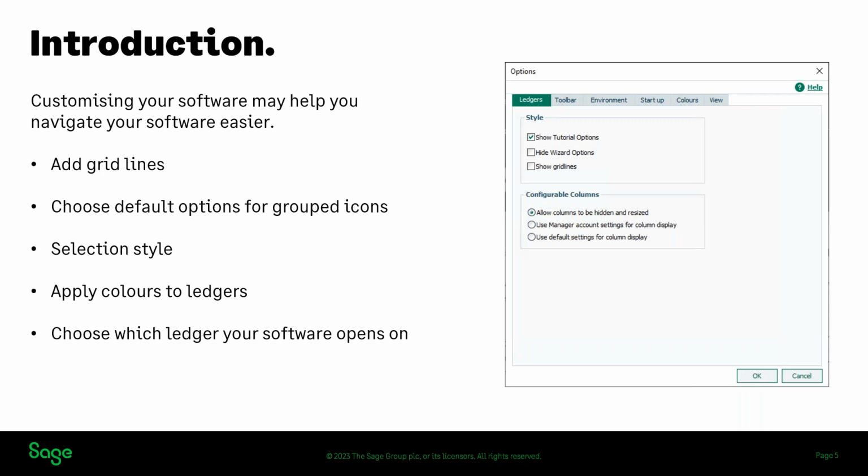So introducing the tools and options window. Customizing your software may help you navigate your software easier. So it might be as simple as adding grid lines to your ledgers to make it easier to read that information, or applying colors to ledgers to help you identify easier and quicker which area of the software you're in. We're also going to be covering selection style, and also how you can get your software to open up in a certain ledger of the software. But what I'll do is I'm just going to pop to my software and we'll get on with the demonstration.